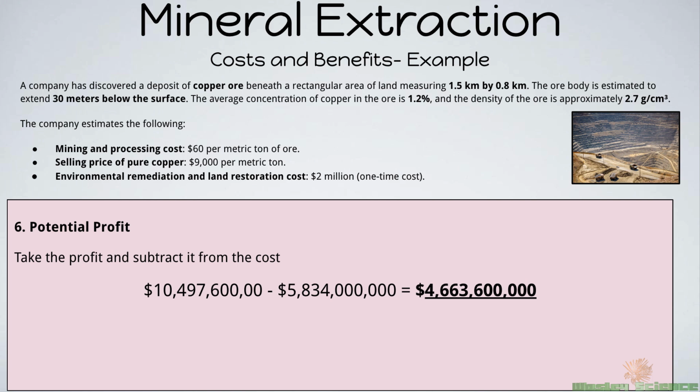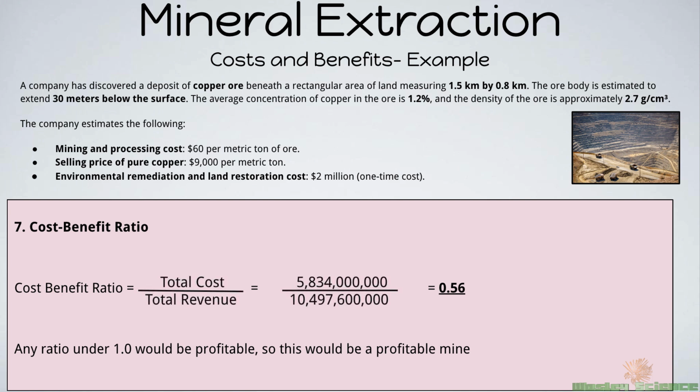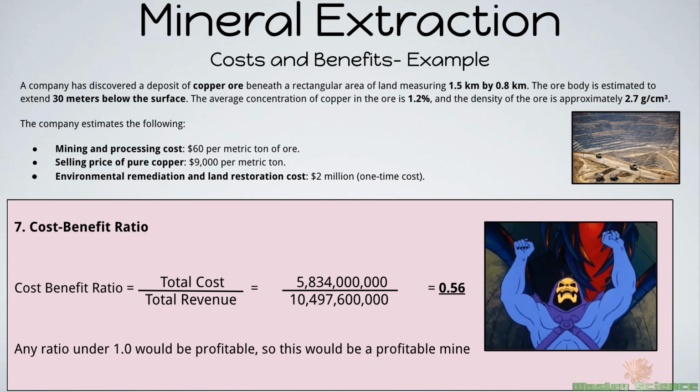Now we take the amount of money we made minus the amount of money it cost, and this mine's going to make that CEO 4,666,600,000. That's pretty good. If we want to figure out our cost benefit ratio, that would just be the total cost divided by the total revenue, which gives us a 0.56. And anything under 1 is going to be profitable. So this would indeed be a profitable mine.